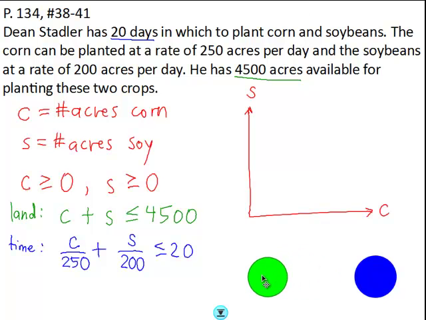Okay, so we're going to graph these by intercepts. This isn't going to work perfectly, but it should work well enough. Okay, land. I want to consider the C-intercept, which is to say if I plant no soybeans, how many acres of corn can I plant? So I cover up the soybeans, and I have C equals 4,500. So that's going to be my intercept over here, 4,500 acres.